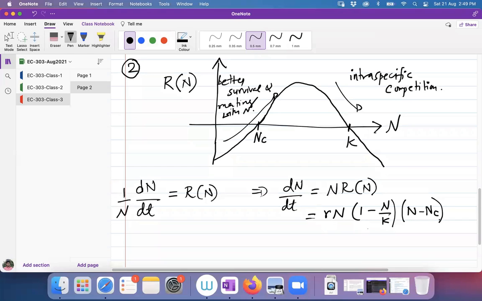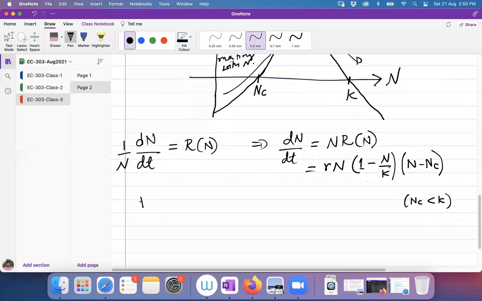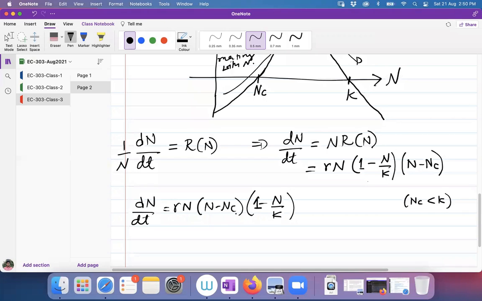However, when n is greater than nc, the entire term is positive, but eventually this term will make it negative for n greater than k, where nc is less than k. So we can write this kind of model now: dn/dt is equal to r n (n minus nc) (1 minus n/k).